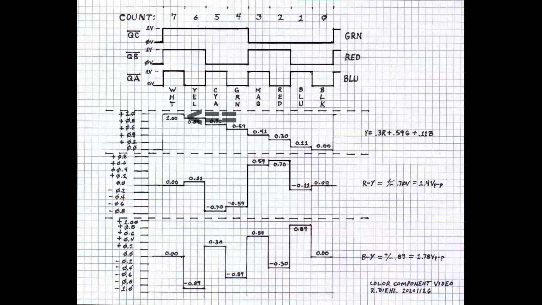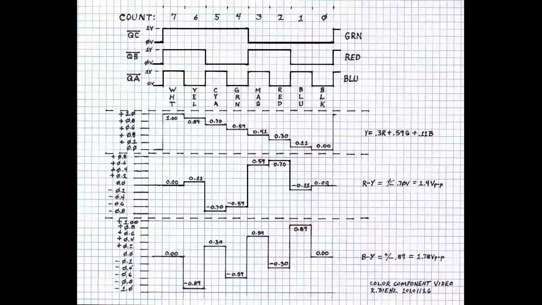In this case, I've scaled the signal so that it goes from 0 volts, the scale is on the left side, to plus 1 volt. So if it's 0 volts, it's black, and if it's 1 volt, it's peak white, and the other 6 levels in between represent gray levels.